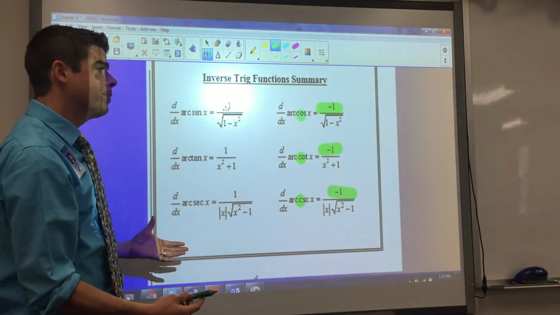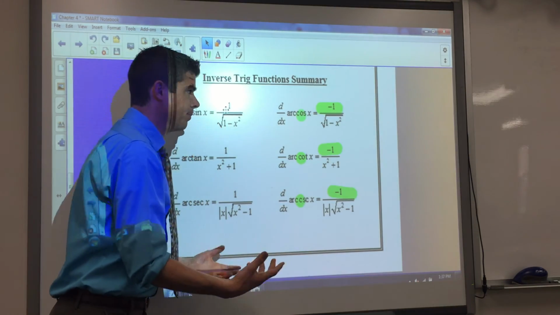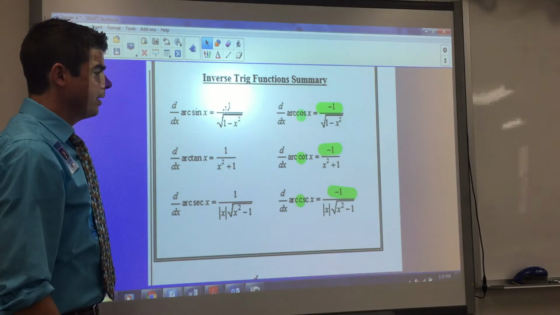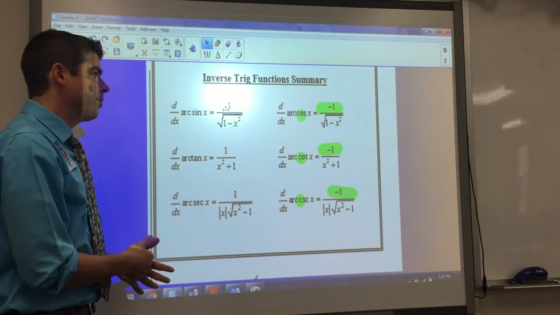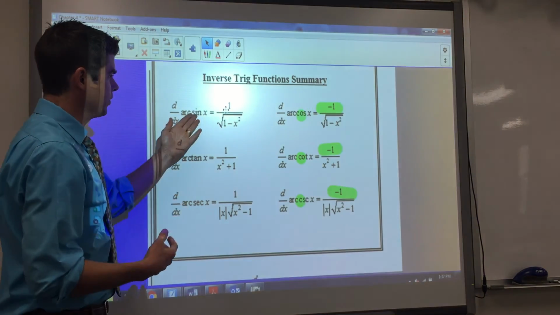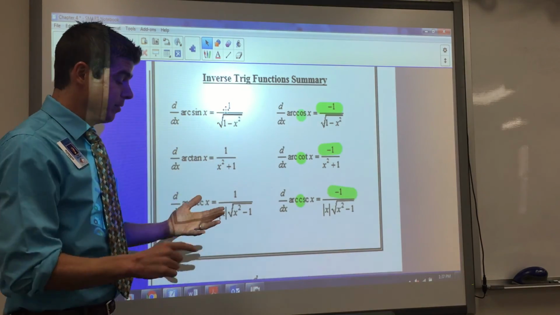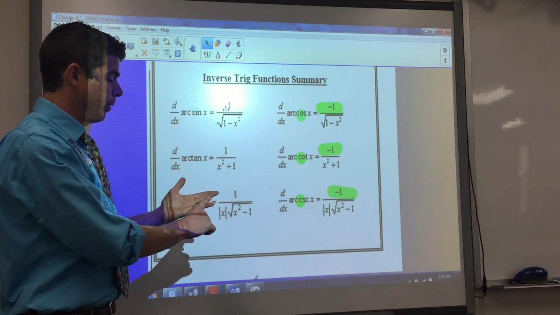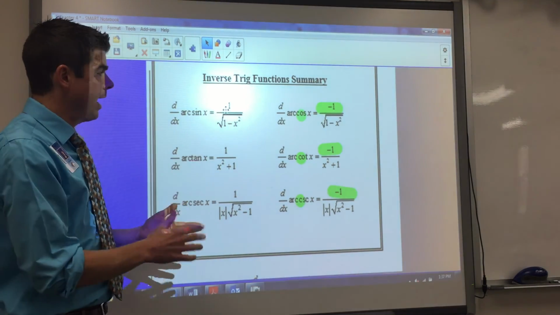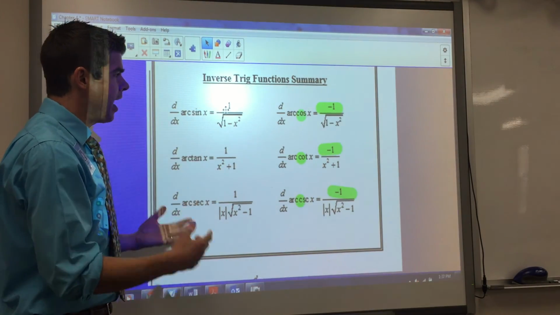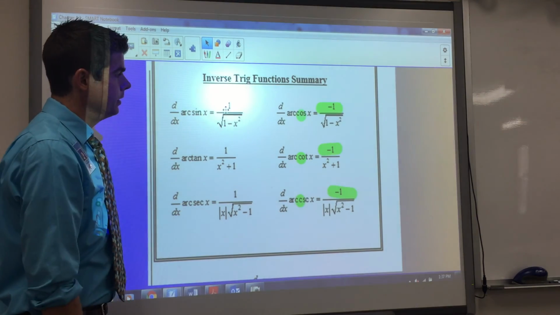Okay, that's going to help you learn them, memorize them, commit them to memory. You have to know them, because as soon as you start taking derivatives of arc sine, I will throw in chain rule, and it might be part of a product or a quotient. So you have to know these derivatives, and you have to know them very, very well.